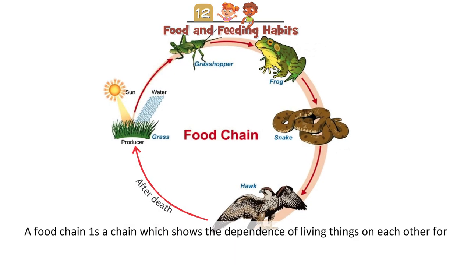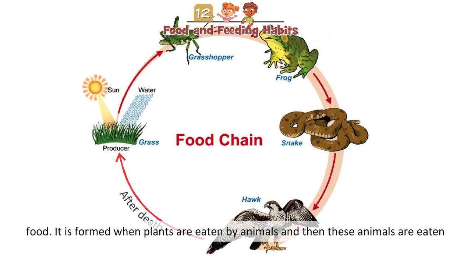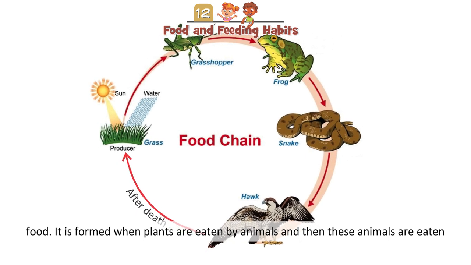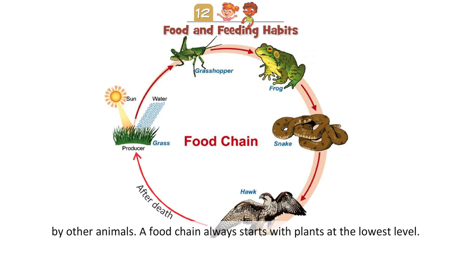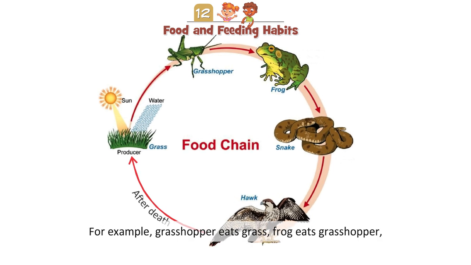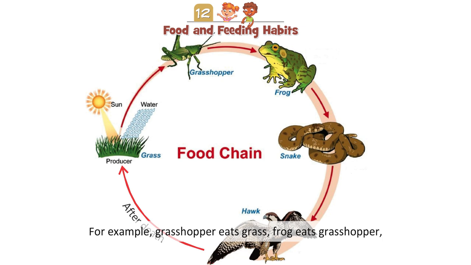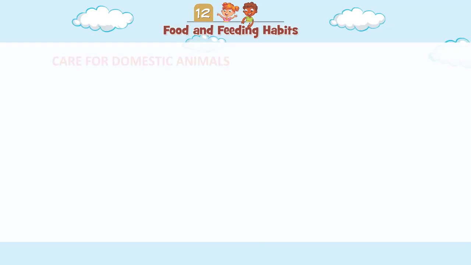Food chain. A food chain is a chain which shows the dependence of living things on each other for food. It is formed when plants are eaten by animals and then these animals are eaten by other animals. A food chain always starts with plants at the lowest level. This shows that all animals depend directly or indirectly on plants. For example, grasshopper eats grass, frog eats grasshopper, snake eats frog, and hawk eats snake.